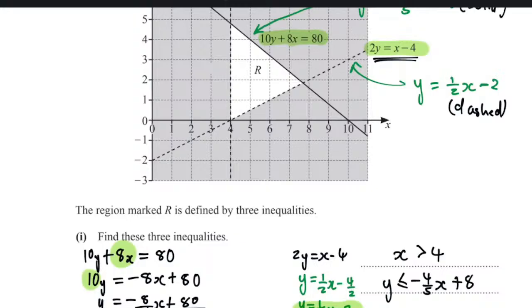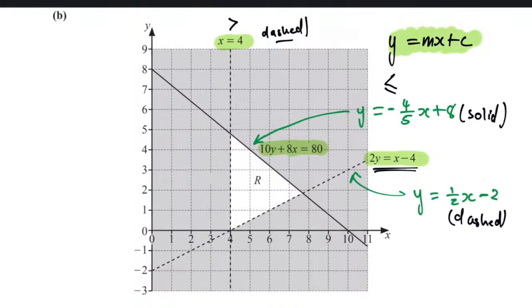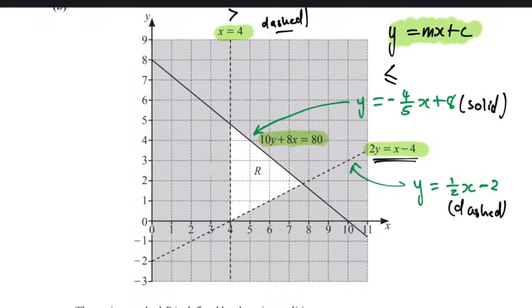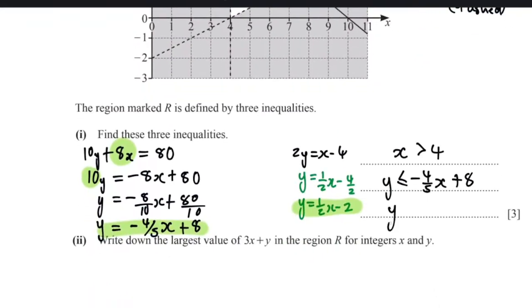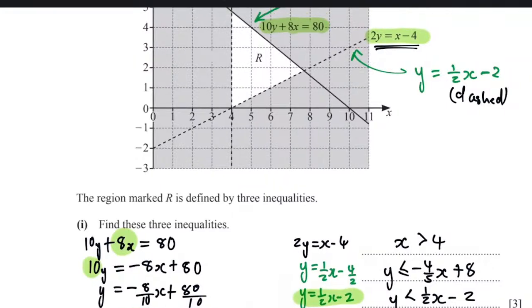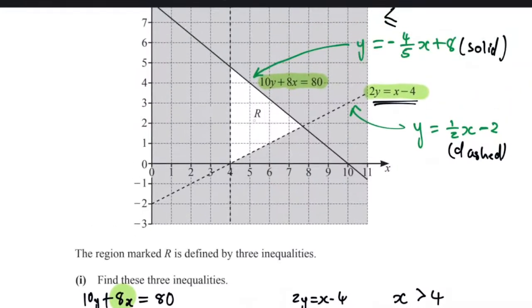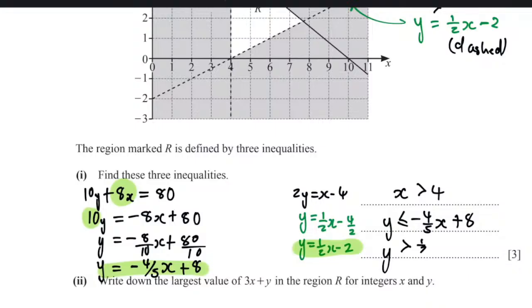Are we together? Then again, you do for this one. What is it? y is less than half x minus 2. You get your 3 marks. Anyone with a question? No? Did I lie? I lied here. What am I doing? This one, is it above or below? It's above. The unshaded is above. So for this one, you put greater than. And because it's dashed, you don't put an or equal to. So y is greater than half x minus 2.